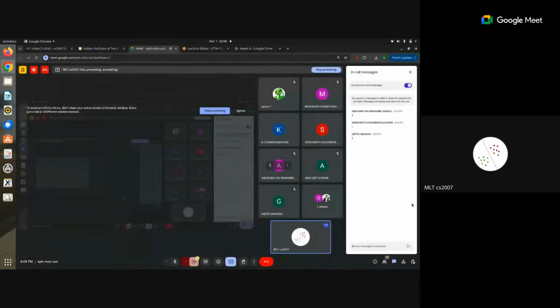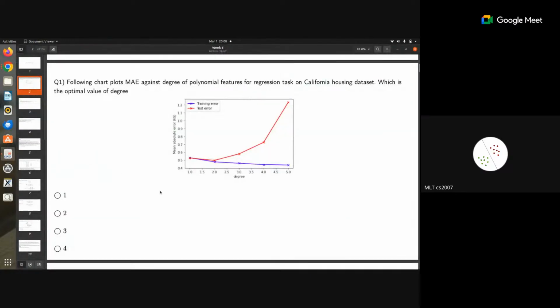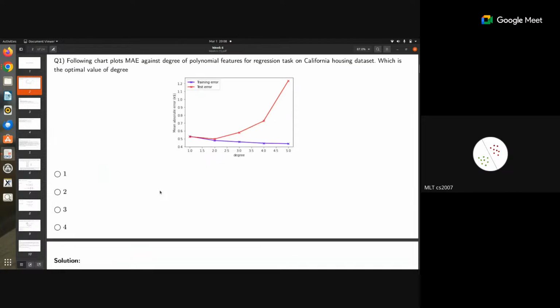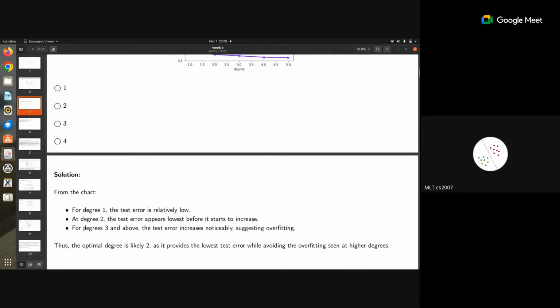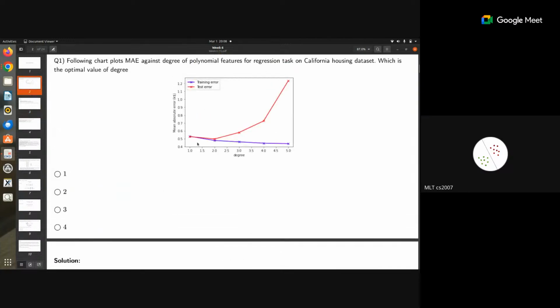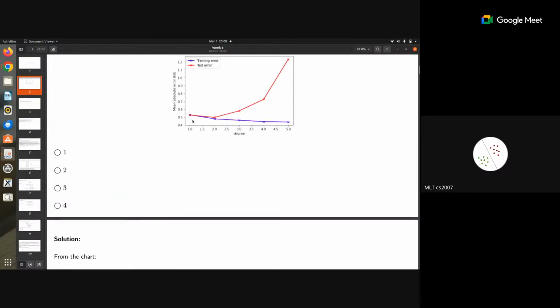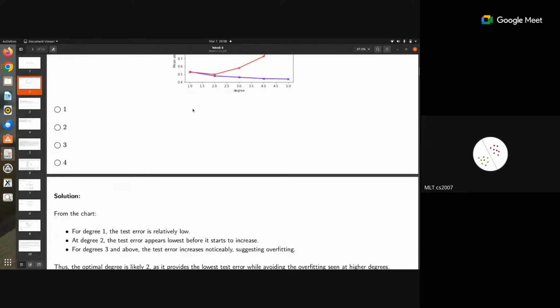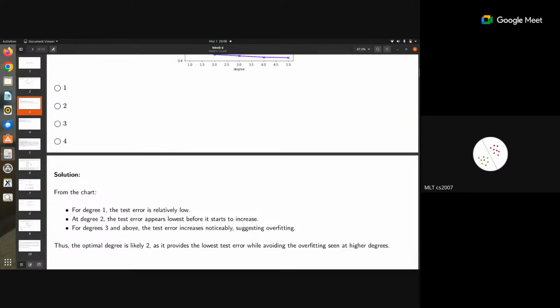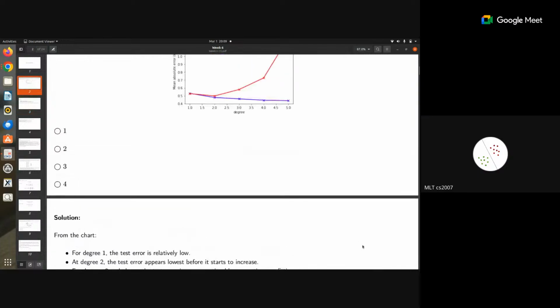Okay, three people have responded. I think we'll move to the next question. You can see that for degree 1 the test error is lower, right? The red line is a little bit below the blue line at 1. So the optimal degree is likely 2, as it provides the lowest test error while avoiding overfitting at higher degrees. So 2 should be the correct answer.